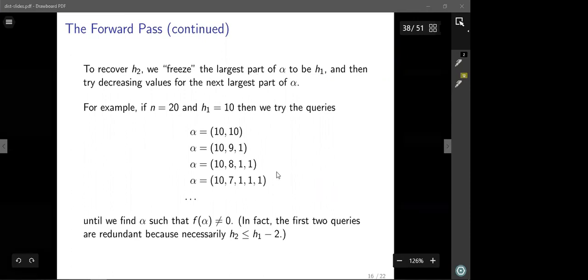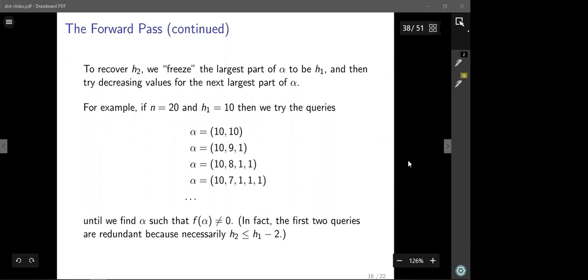Again, I won't go through the whole argument here, but you will find that you'll get zeros until you hit the actual correct value for H2, and at that point you'll get something non-zero. So then you'll know what H2 is, and so forth. So you can recover what the values of these H's are.